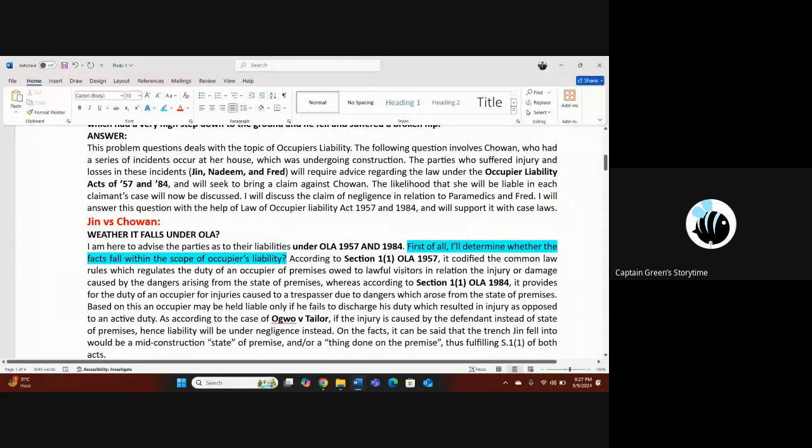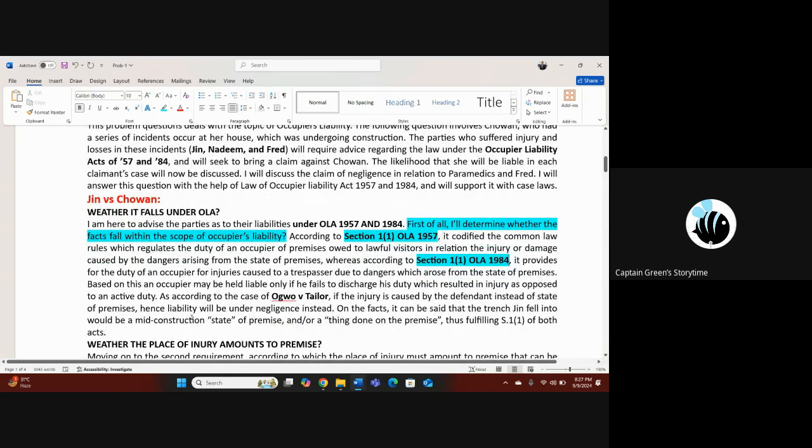According to Section 1, Subsection 1 of OLA 1957, it codified the common law rules which regulate the duty of an occupier of premises towards visitors in relation to injury or damage caused by dangers arising from the state of premises. Now, this is Section 1 of OLA 1957, which tells us about injuries caused to visitors, and Section 1 of OLA 1984 states injury caused to trespassers. Now, according to the important case of Ogwo v Taylor, if the injury is caused by the defendant's activity instead of the state of premises, then the liability will be under negligence.